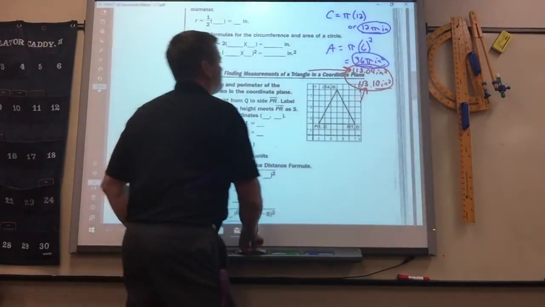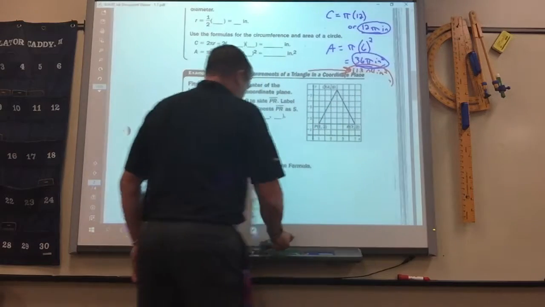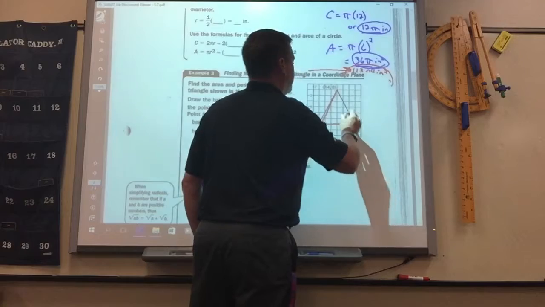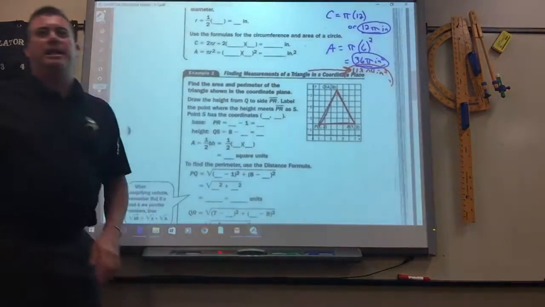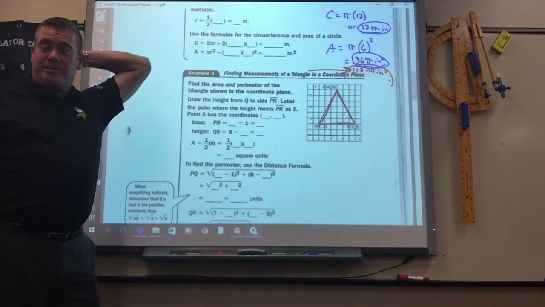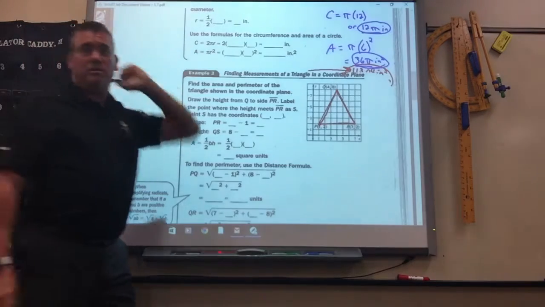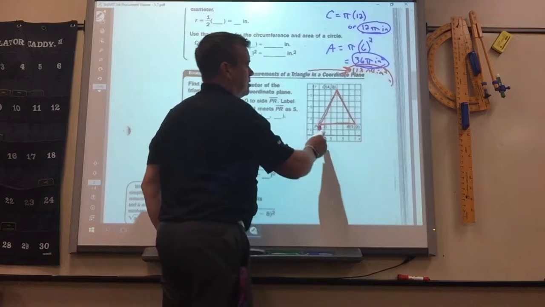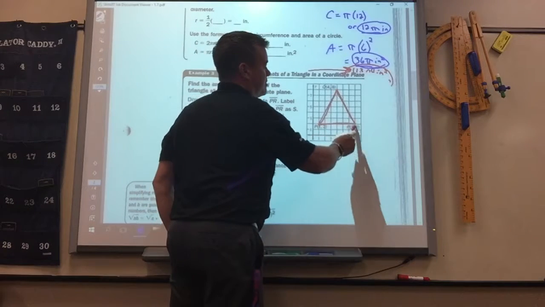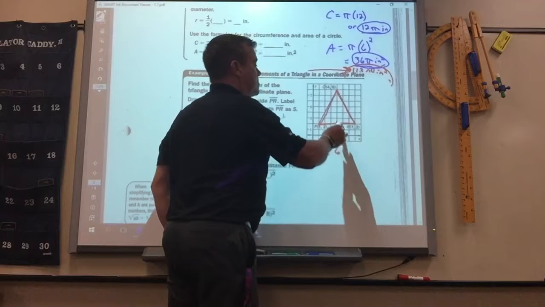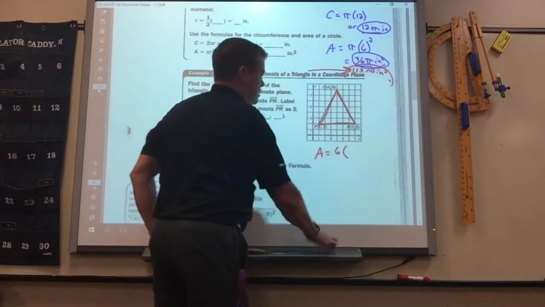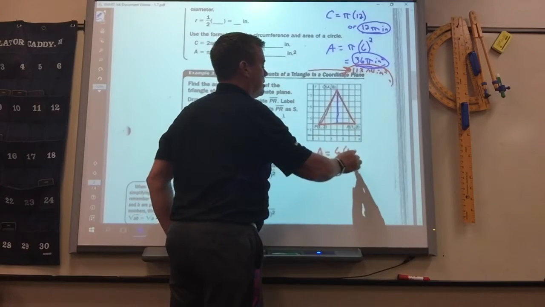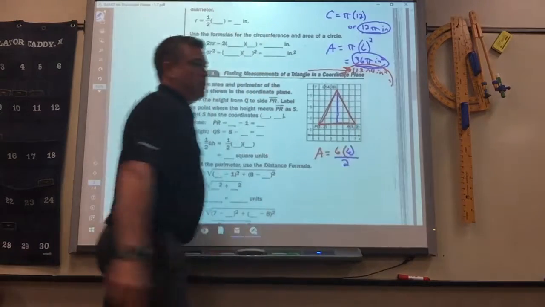Okay, here we're finding the area and perimeter of this triangle. Well, that's not that hard. In this case, the area is easy to do. Area is the base, which we can just count, 1, 2, 3, 4, 5, 6 units long, times the height, which we can count, 1, 2, 3, 4, 5, 6, and then don't forget you gotta divide by 2.